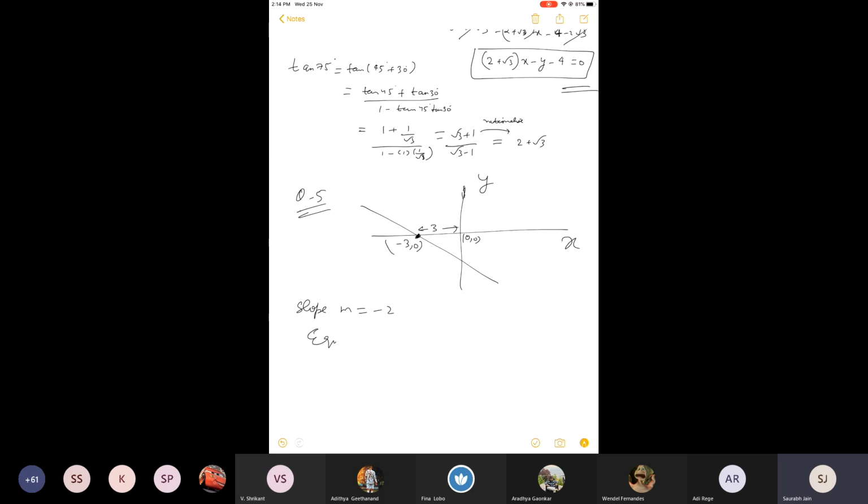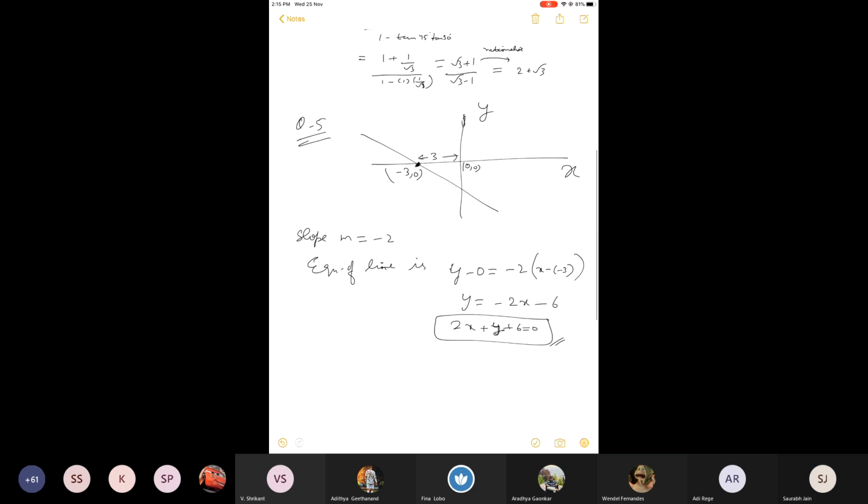So how to write the equation of line? Equation of line is y minus y1, then slope will be minus 2, and then x minus x1. x1 itself is negative, so this will come out to be y equals minus 2x minus 6. Or you can write, I told you, ultimately they will change it to general form. So this is 2x plus y plus 6 equals 0. This was your fifth question.